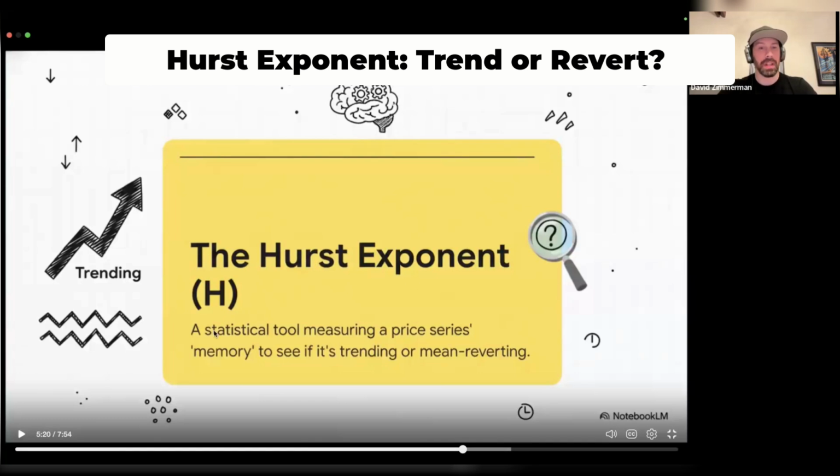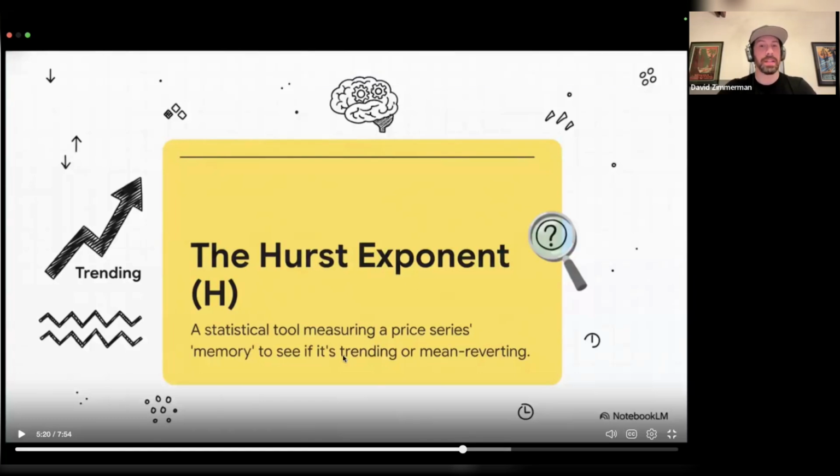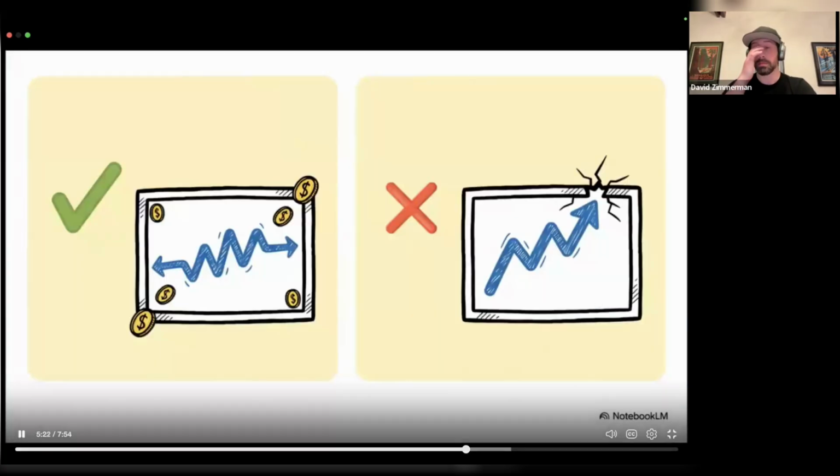The Hurst Exponent is a statistical tool measuring a price series' memory to see if it's trending or mean reverting. And so we want to avoid trending markets. We want mean reverting markets. So that's why we want the Hurst Exponent below 0.45, because that's going to indicate trending versus mean reverting range. And this slide lays it out perfectly.